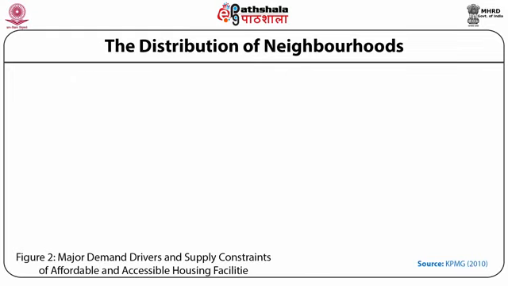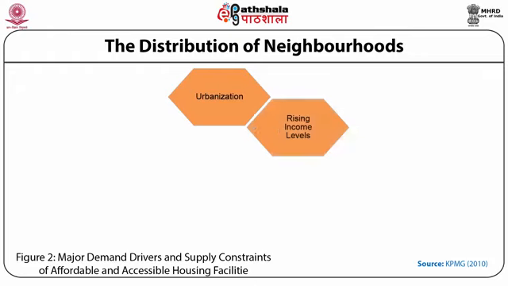Major demand drivers and supply constraints of affordable and accessible housing facilities are shown in Figure 2. Rapid urbanization leads to migration of people from rural to urban areas, resulting in an increase in demand for housing facilities. The rising income levels also raise the demand for affordable housing, as with increased savings, people may wish to shift from rented houses to owned houses.